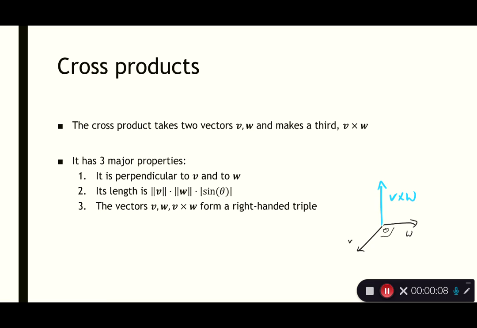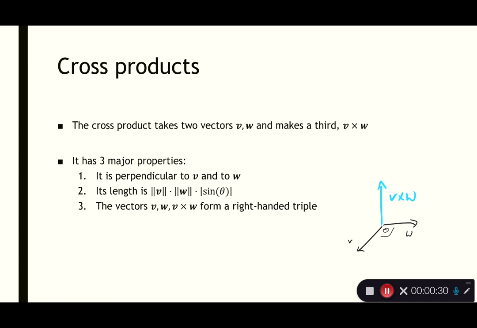a good start. For the last part of today's lectures, I want to talk about cross products. The concept of a cross product is very useful in 3D. It gives us a particular way to combine 2 new vectors and make a third one. And so, given vectors v and w, we have a cross product vector that has 3 major properties.